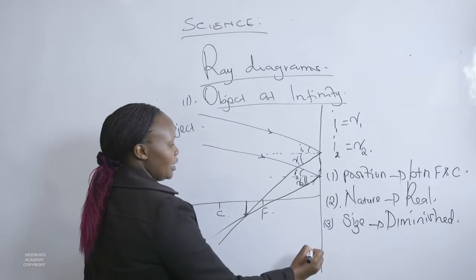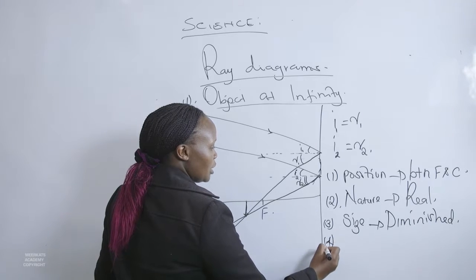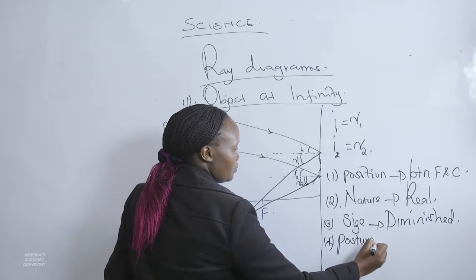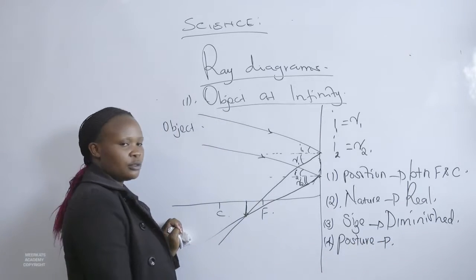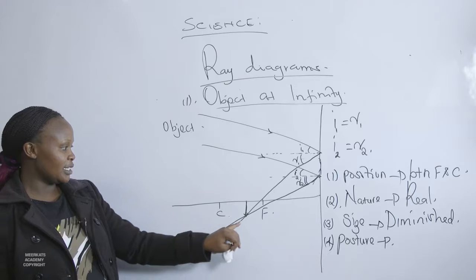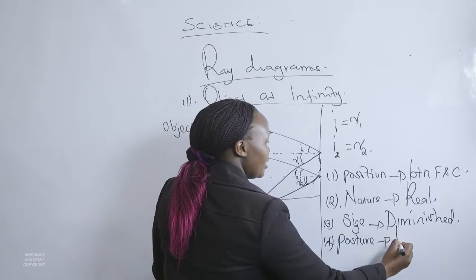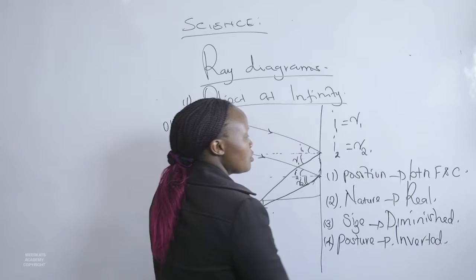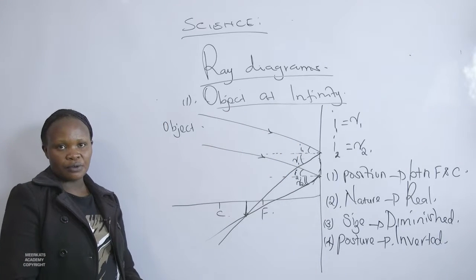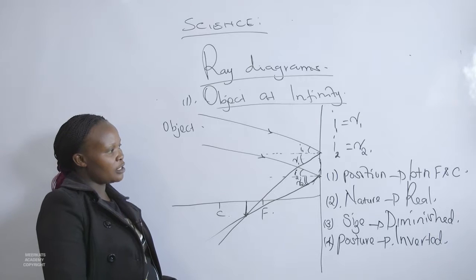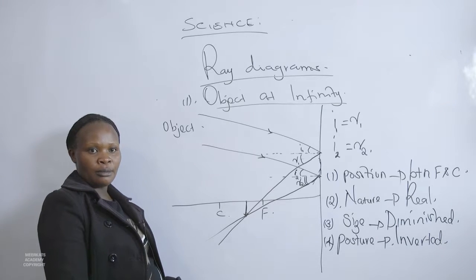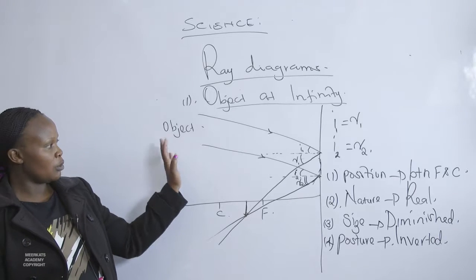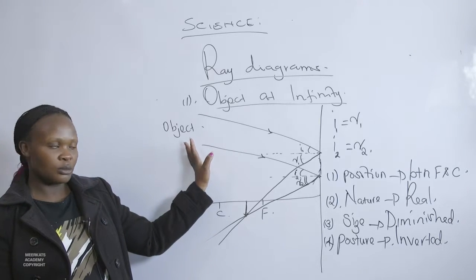And finally, you will talk about the posture, where you will say that it is actually inverted. So, by looking at those 4, you will actually have described your image fully. Remember, it was at infinity. We were actually observing a distant object.